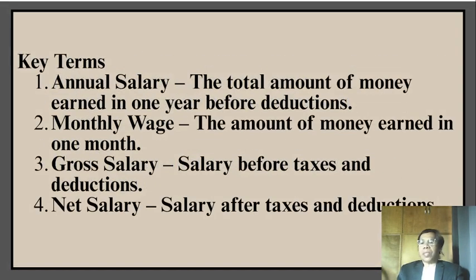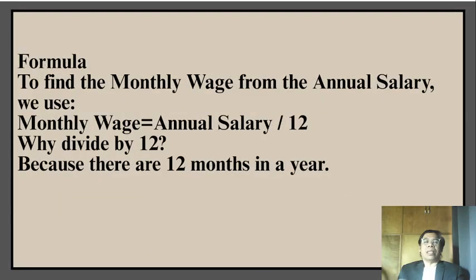Key terms. Number one, annual salary is the total amount of money earned in 1 year before deductions. Number two, a monthly wage, the amount of money earned in 1 month. Number three, gross salary, salary before taxes and deductions. Number four, net salary, salary after taxes and deductions.